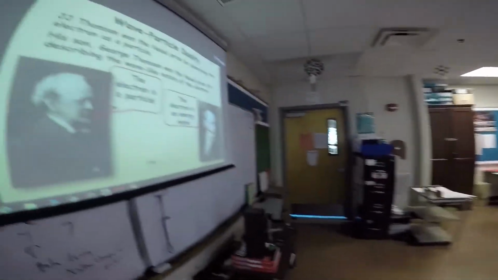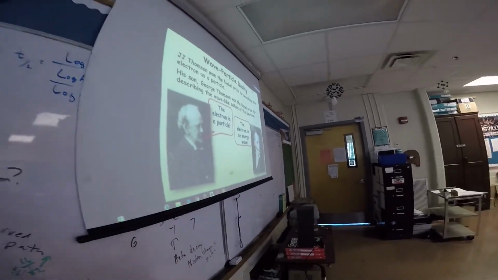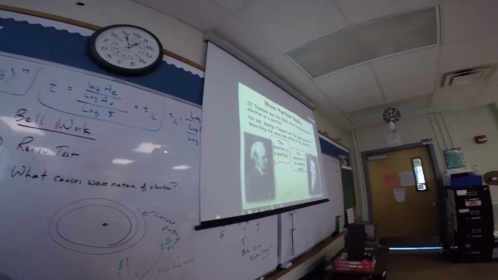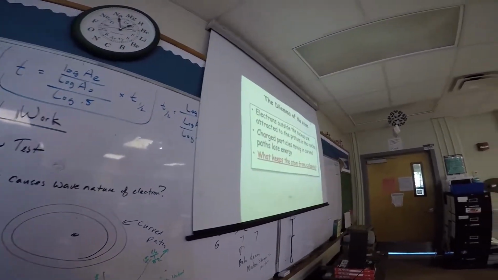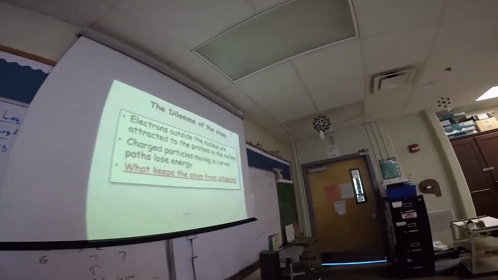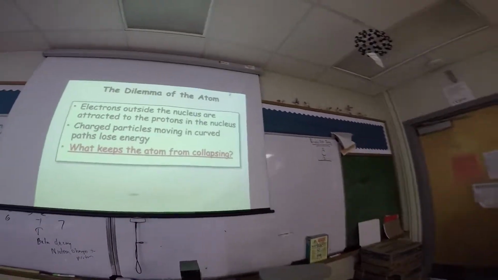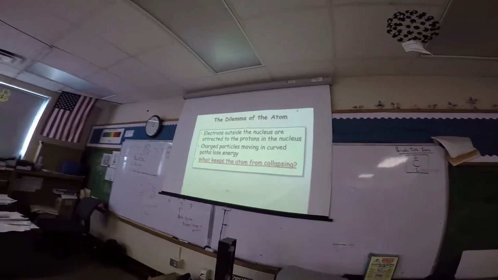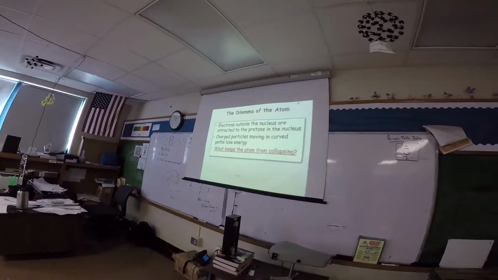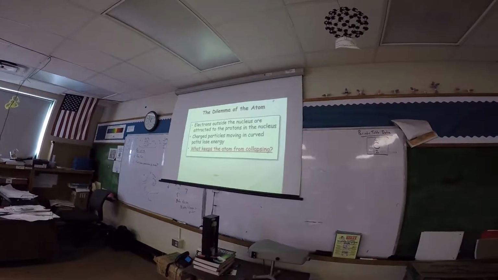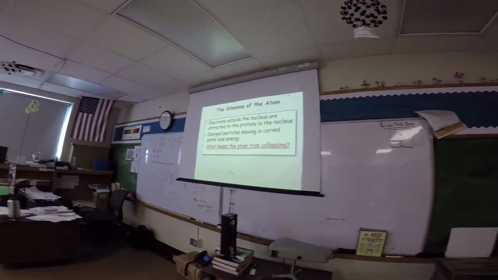Now the big problem, the dilemma of the atom with J.J. Thomson and with the plum pudding model, and then Rutherford, the big dilemma there with his planetary model was that charged particles moving in a curved path lose energy.